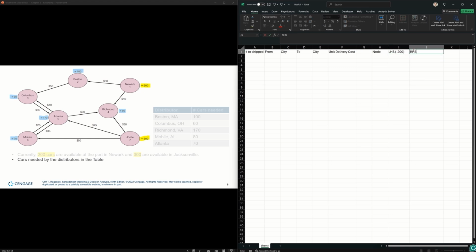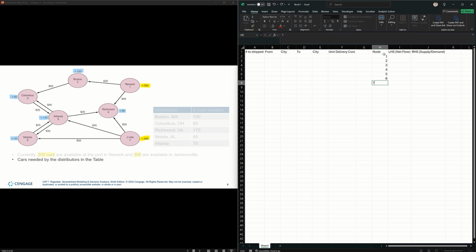This is net flow, while the right hand side is the supply or demand, depending on what we are talking about. Or this is either supply or demand. All right, how many nodes do we have? We have 1, 2, 3, 4, 5, 6, and 7.